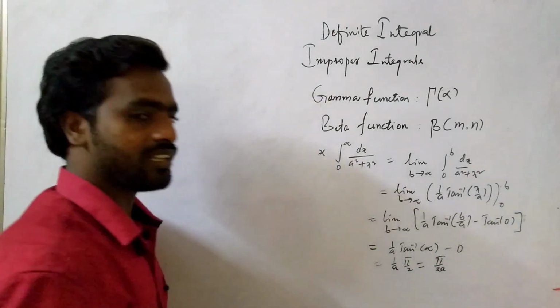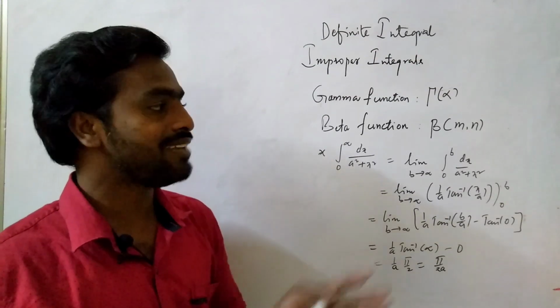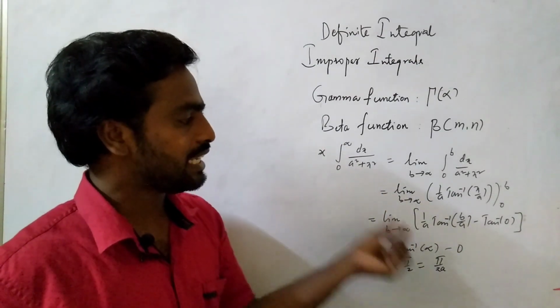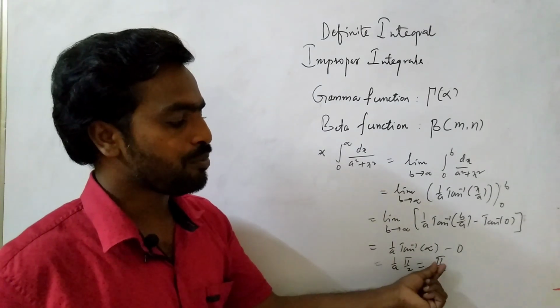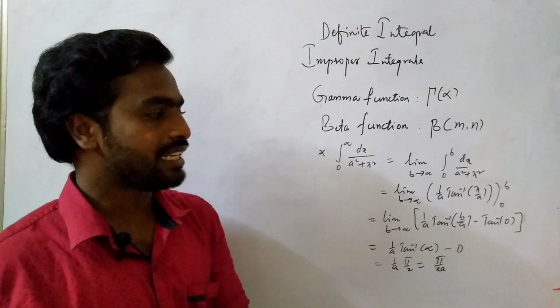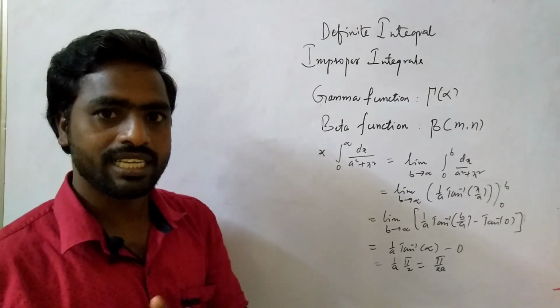Is it finite or infinite? It is a finite value. If it is infinite, the given integrand is divergent. If it is a finite value, the given integrand converges to pi by 2a. So whatever value you are getting at last, if that is finite, then the given integrand is convergent, otherwise it is divergent.